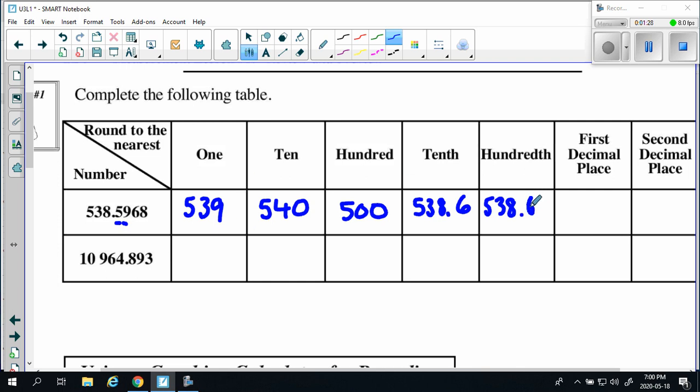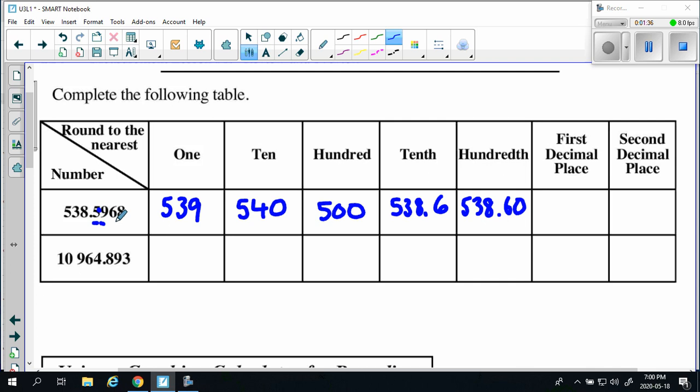538.60. You have to put the 0 because if they ask for it to the nearest 100th, they're expecting to see 2 decimal places. So you have to write both of them if this rounds up. The 0 does matter. So the first decimal place is the exact same as the nearest tenth, 538.6, and the second decimal place is the same as the hundredth, 538.60.